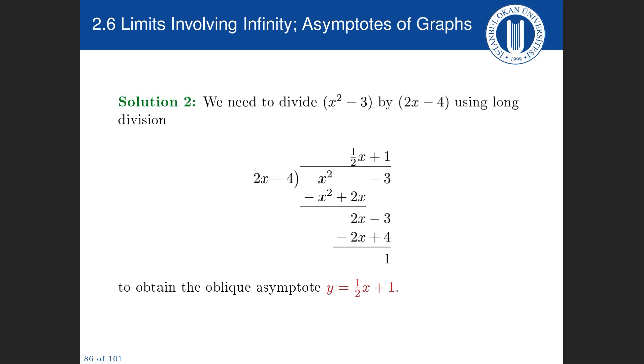I'm dividing 2x minus 4 into x squared minus 3. What do I need to multiply 2x minus 4 by so that it looks like x squared minus something? I multiply it by a half x, and then I get x squared minus 2x. Subtract these, and we're left with 2x minus 3. And that looks similar to 2x minus 4. We have 1 multiplied by 2x to get the 2x term, and then there's 1 extra here.